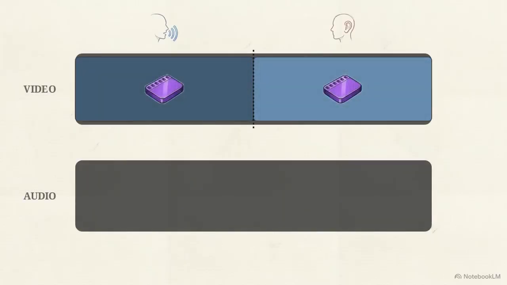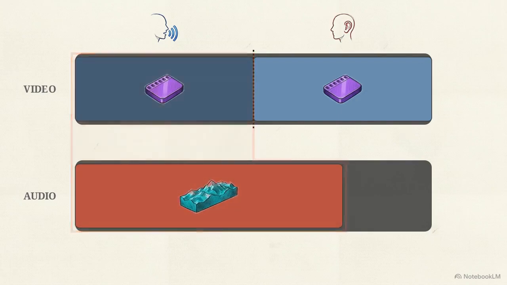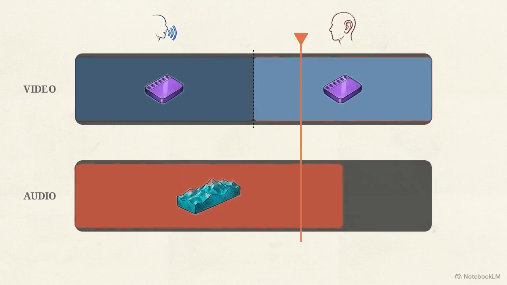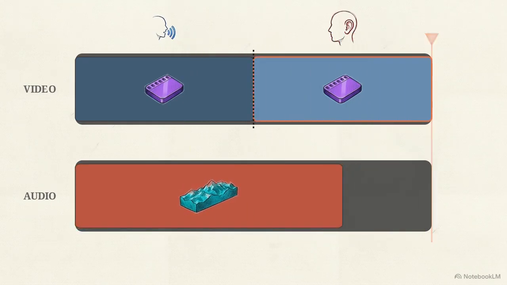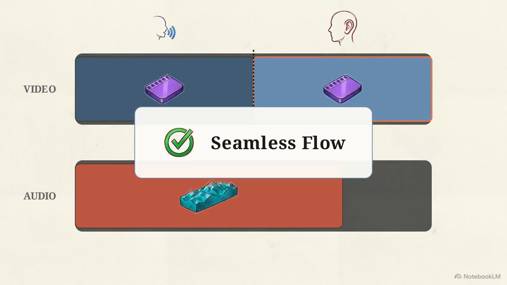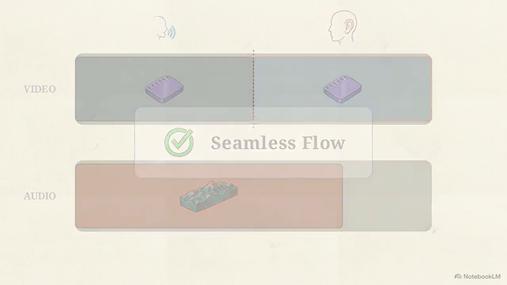As this timeline abstraction shows, an L-cut occurs when the audio track from the first clip extends to the right, continuing to play underneath the video of the second clip. Letting the speaker's voice overlap the reaction shot visually masks the hard cut. This mimics how we perceive a conversation in the real world.